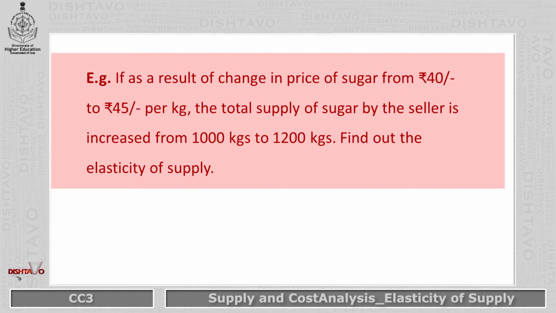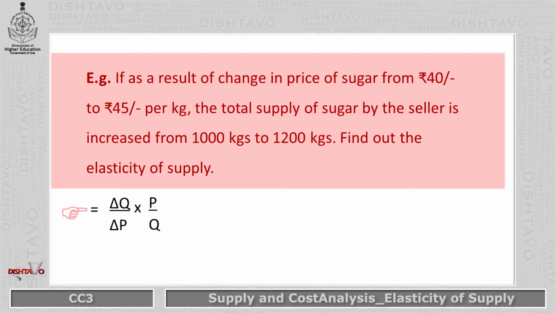Let us take an example. If as a result of change in price of sugar from rupees 40 to rupees 45 per kg, the total supply of sugar by the seller is increased from 1000 kgs to 1200 kgs, find out elasticity of supply.